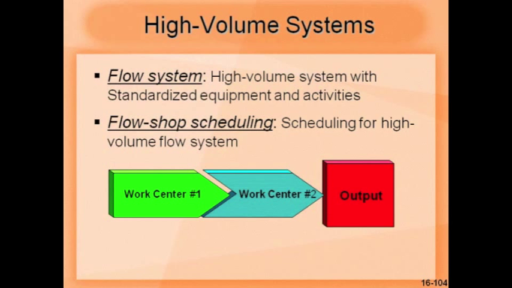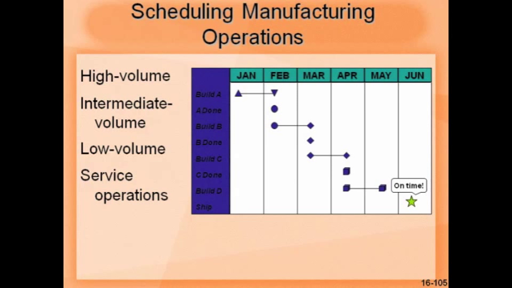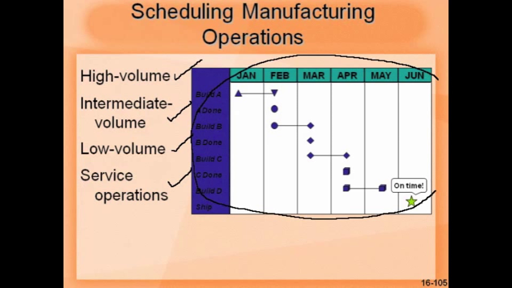So, flow shop scheduling for high volume systems. You can see here work center 1. From there the jobs go to work center 2, and then you get the output. And every job will follow the same 2 steps. So for scheduling manufacturing operations, as mentioned earlier, we have high volume situations, intermediate volume situations, and then low volume. And then also we'll talk about service operations. One example is given. Starting in January, if the schedule is followed, then it can be delivered on time in June.